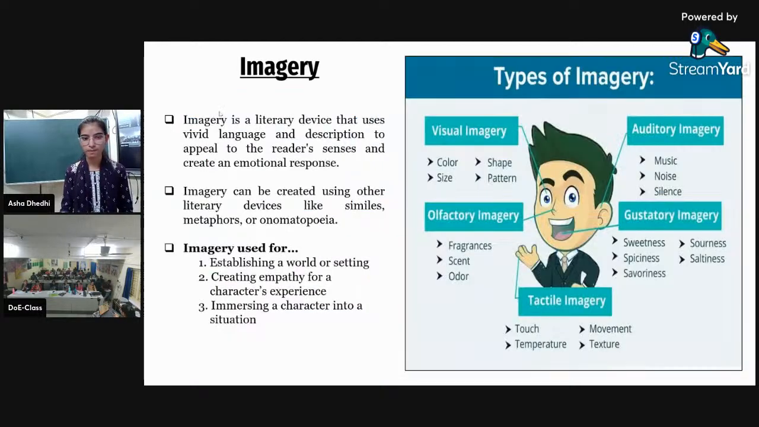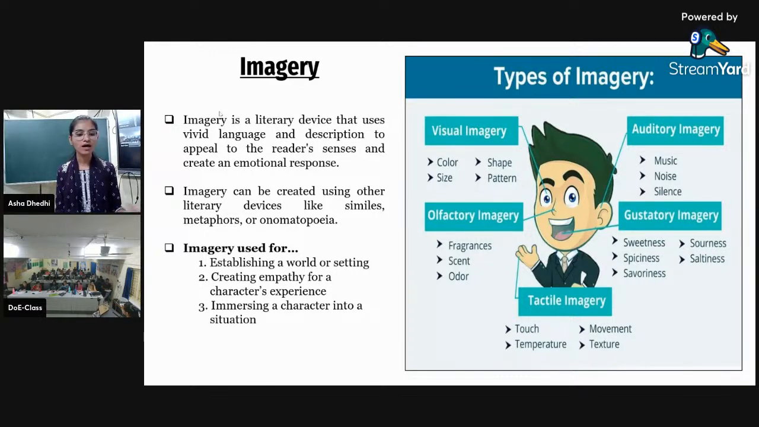Now, the next thing is imagery. What is imagery? It is a literary device that uses vivid language and description to appeal to the reader's senses and create an emotional response. Whenever the writer is writing something, or whenever you as a reader are reading it, it creates a visual image in your mind. Then it would be considered as imagery.